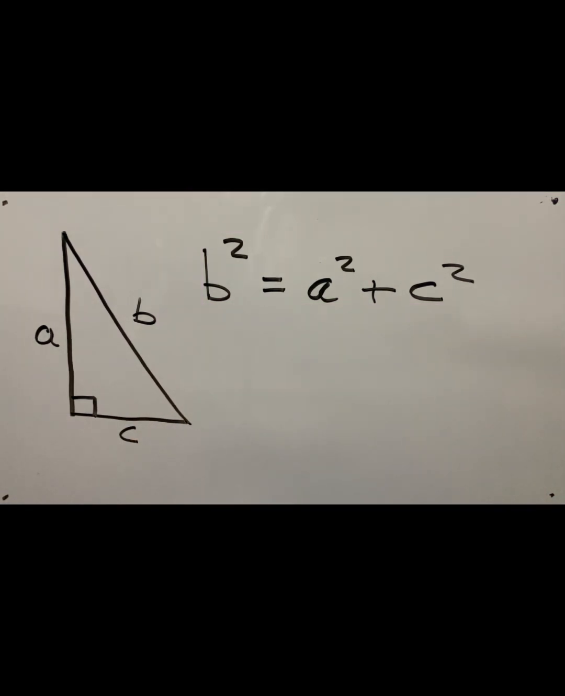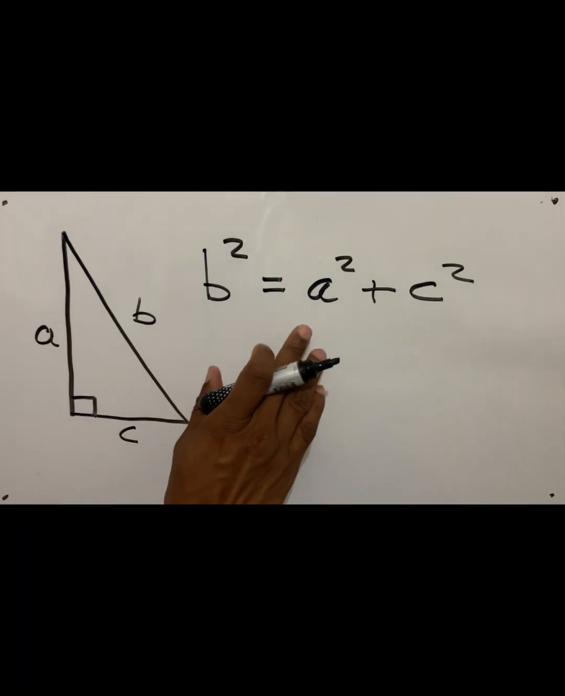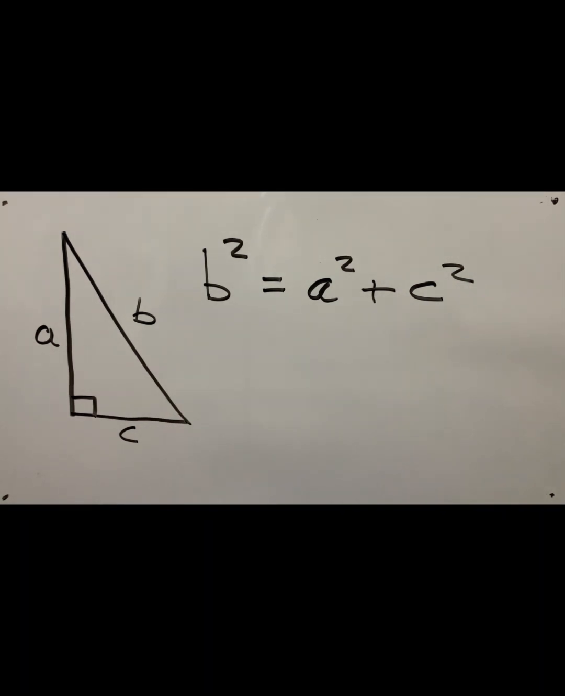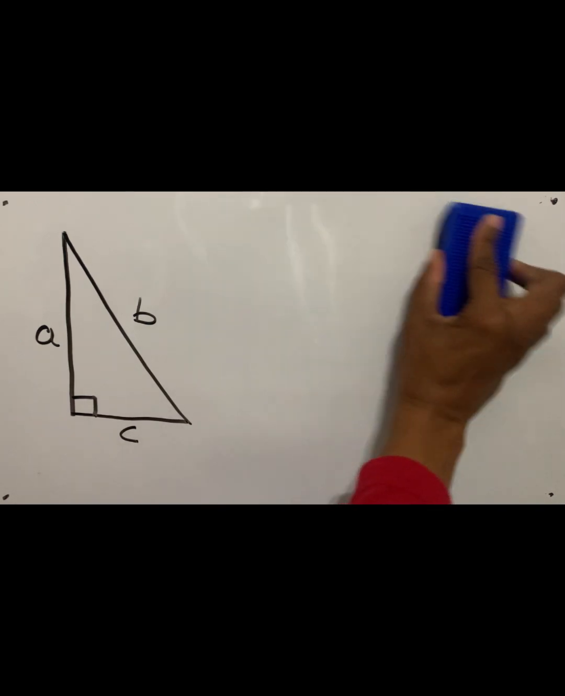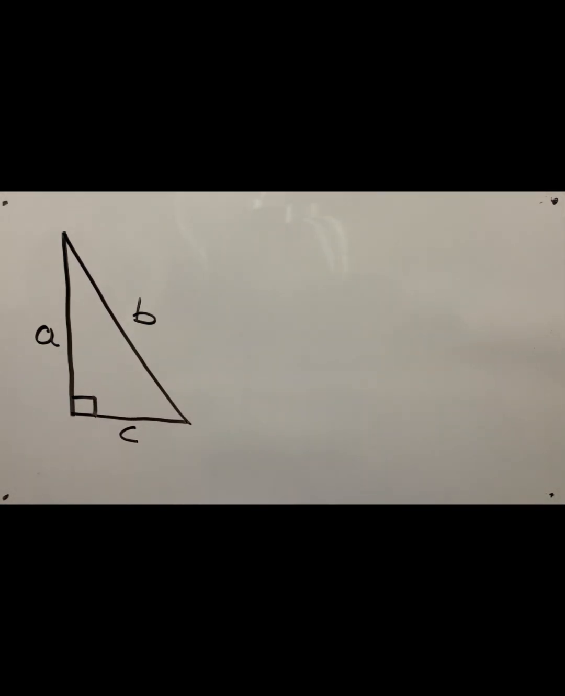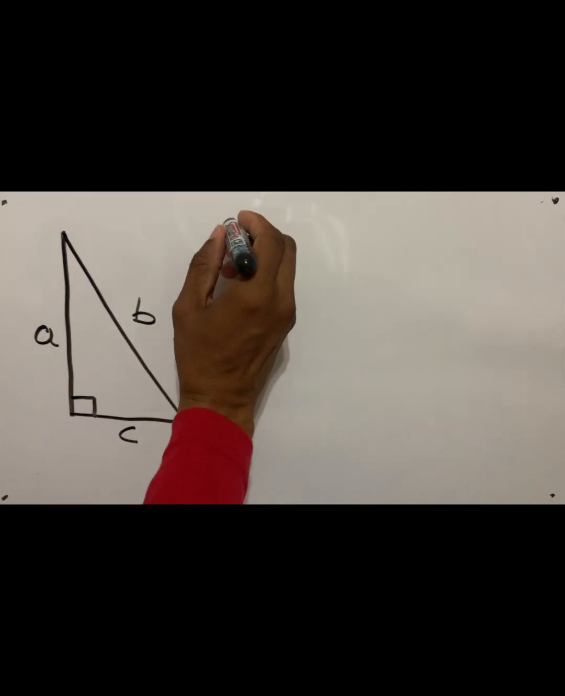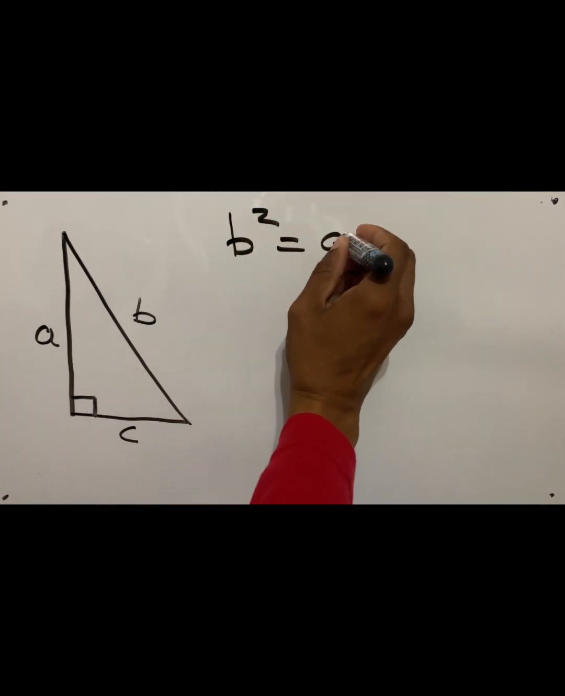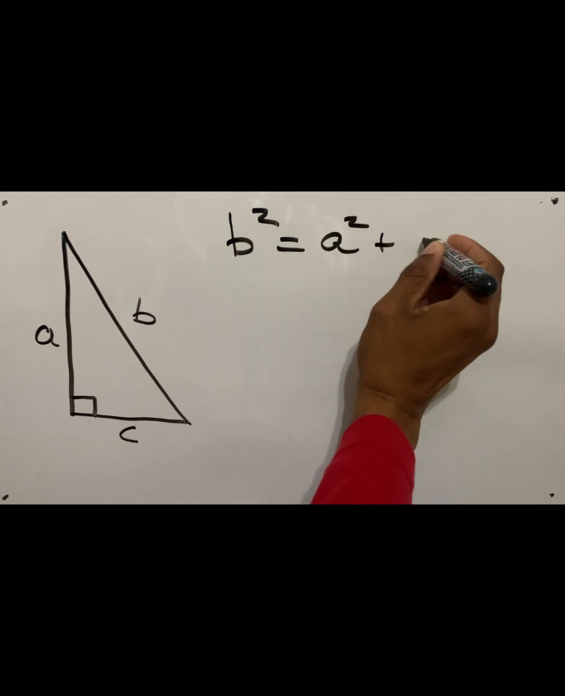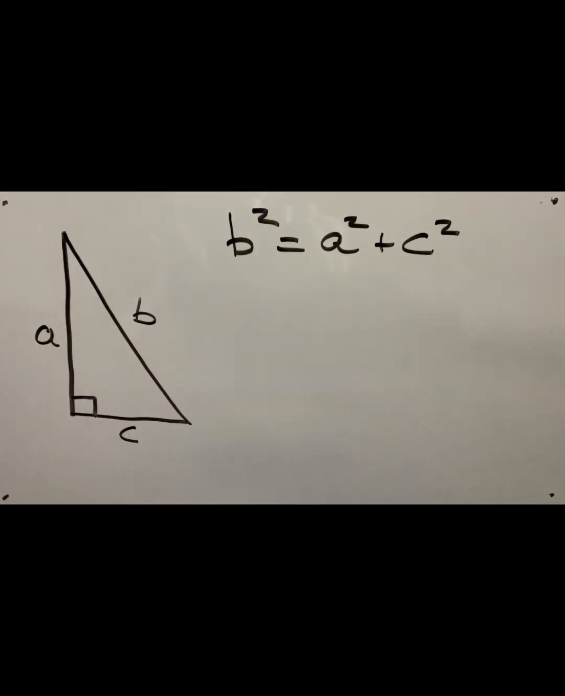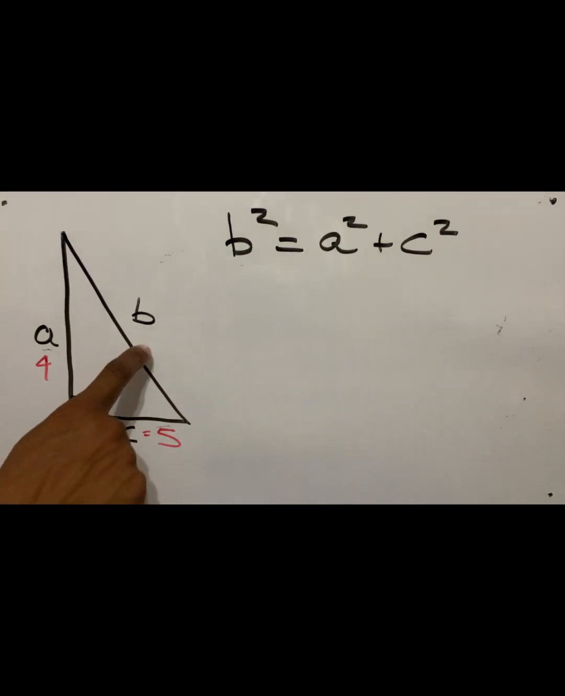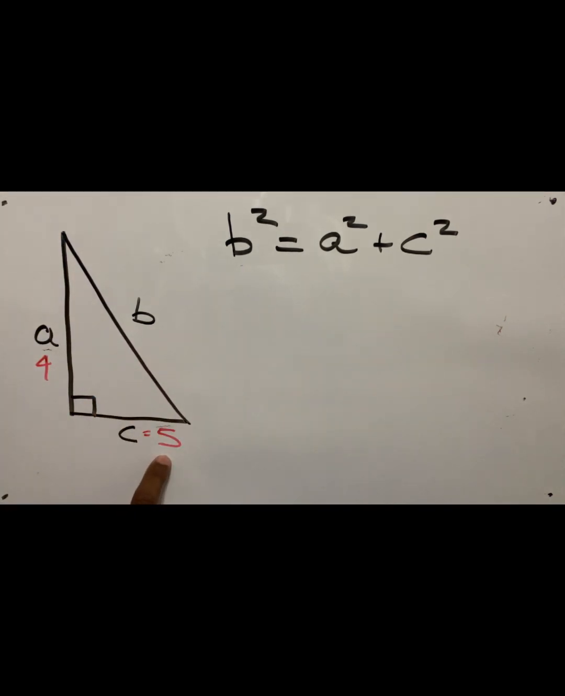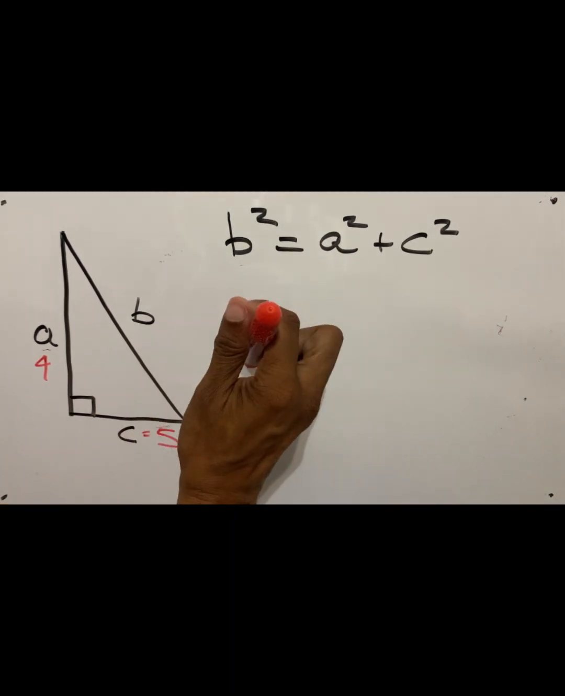All right, so I'm not gonna erase this. As a matter of fact, let me put this up a little bit higher so we don't forget it at all. So we say b squared is equal to a squared plus c squared. Let's find the length of this side of the triangle, which is now b. C is 5 and a is equal to 4. So plug this back into this formula.